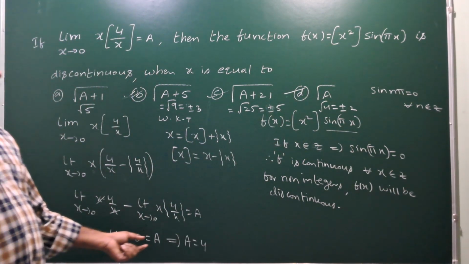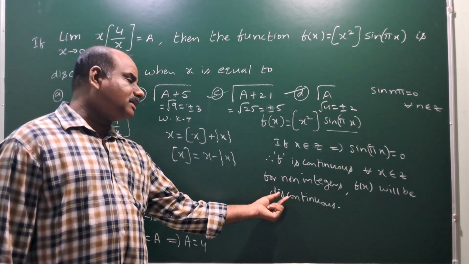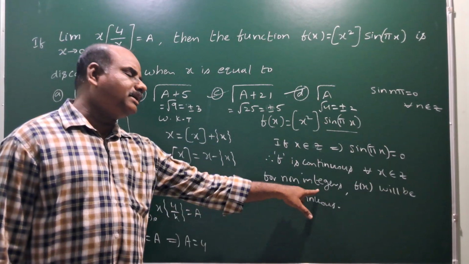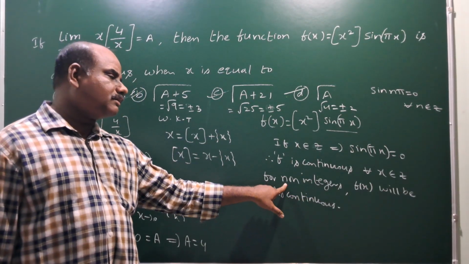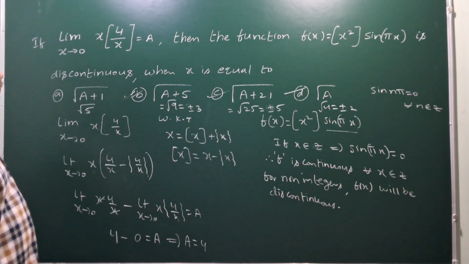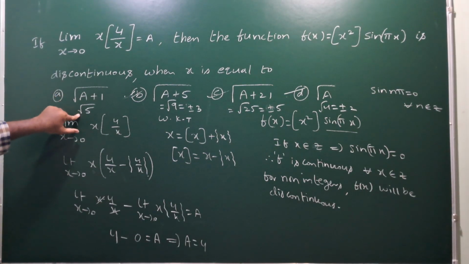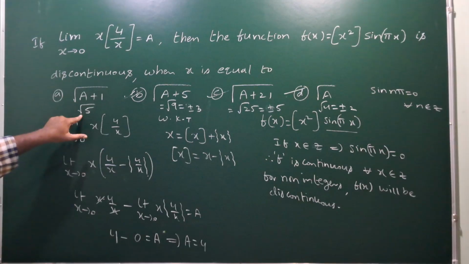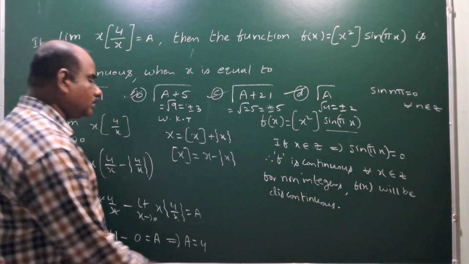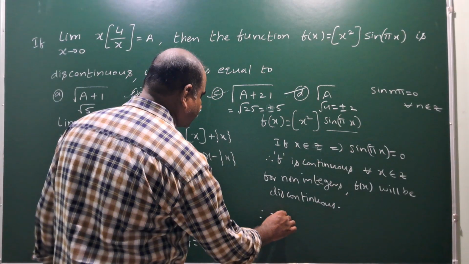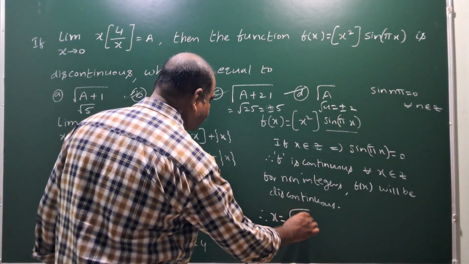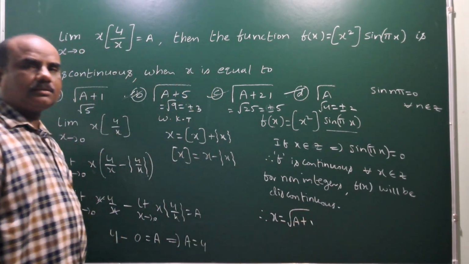So options B, C, D are all integers. Here our function is discontinuous at non-integers only. By observing these options, option A, root 5, is not an integer, so the function is discontinuous at this point. Therefore x equal to root of a plus 1 is the right answer. Okay, thank you.